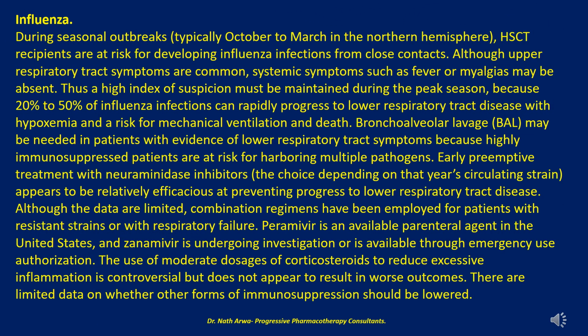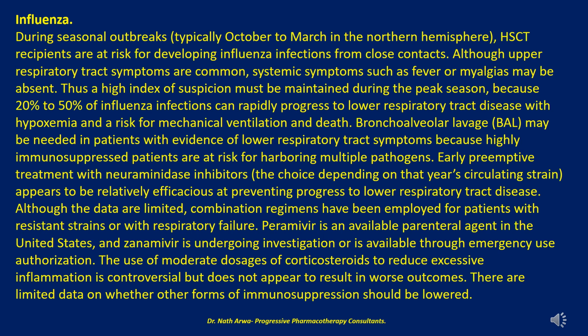We will now discuss influenza. During seasonal outbreaks, typically October to March in the Northern Hemisphere, hematopoietic stem cell transplantation recipients are at risk for developing influenza infections from close contacts. Although upper respiratory tract symptoms are common, systemic symptoms such as fever or myalgias may be absent. Thus, a high index of suspicion must be maintained during the peak season, because 20% to 50% of influenza infections can rapidly progress to lower respiratory tract disease with hypoxemia and a risk for mechanical ventilation and death.